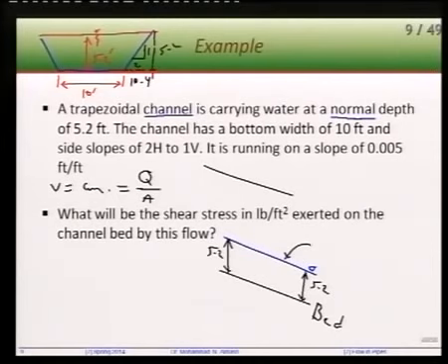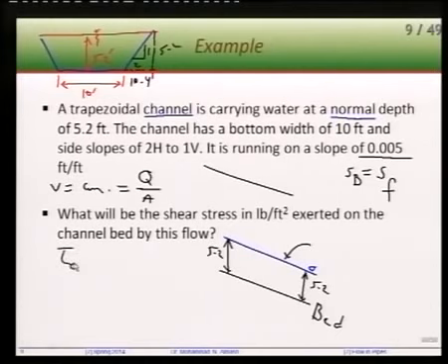So the slope of this line is the same as the slope of the bed. So the slope of the frictional surface is the same as the slope of the bed. Now it's correct to say it this way. Okay? So this represents S for the bed, the slope, but at the same time, which is again head loss over distance. Simple as that. So what will be the shear stress in pound per square foot exerted on the channel bed by this flow?